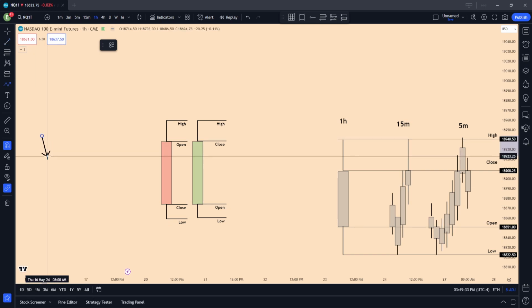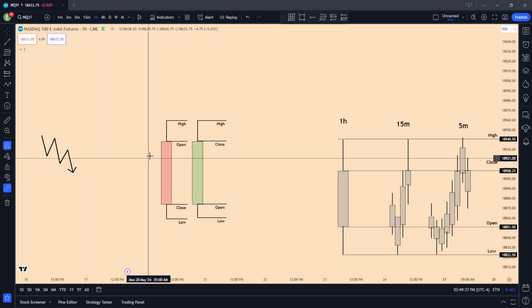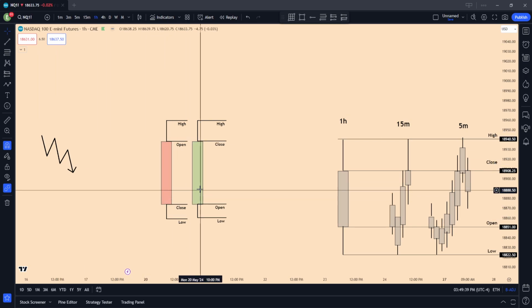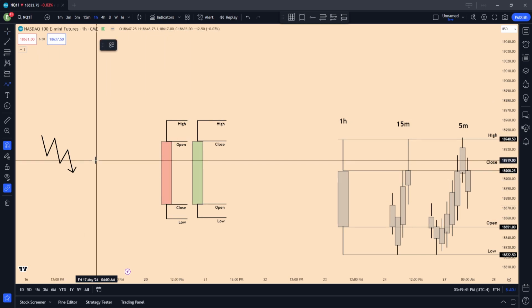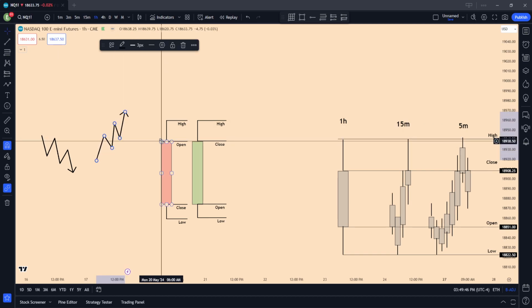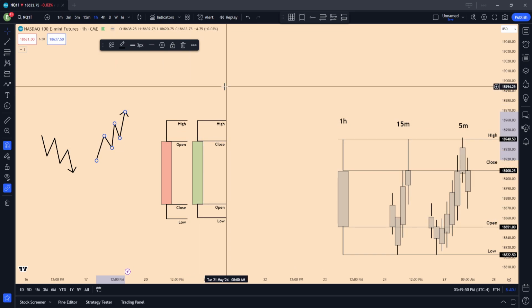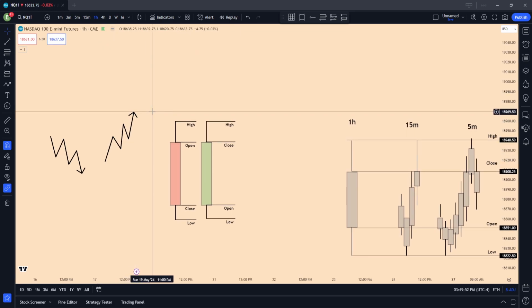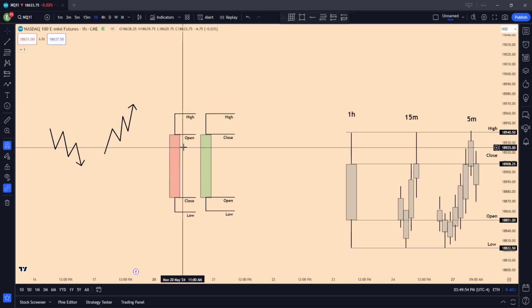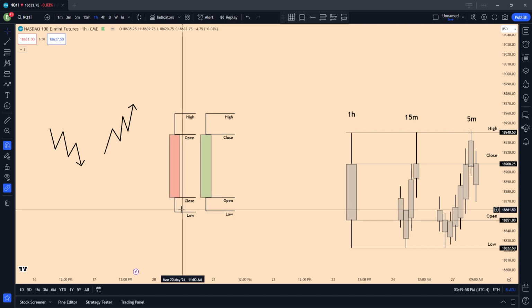So this is like a bearish trend, bearishness. This is a down candle, and this is a bull candle. This candle represents upwards momentum. This is downwards momentum, and this is upwards momentum. So every candle has an opening, a close, a low, and a high.